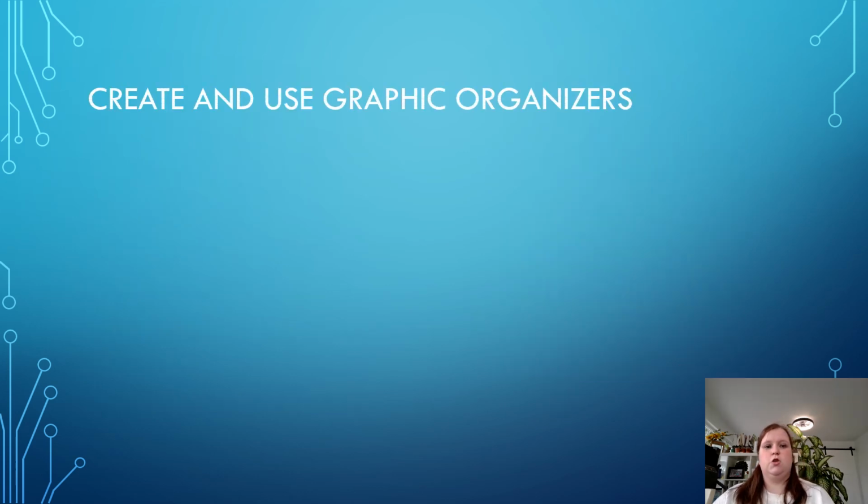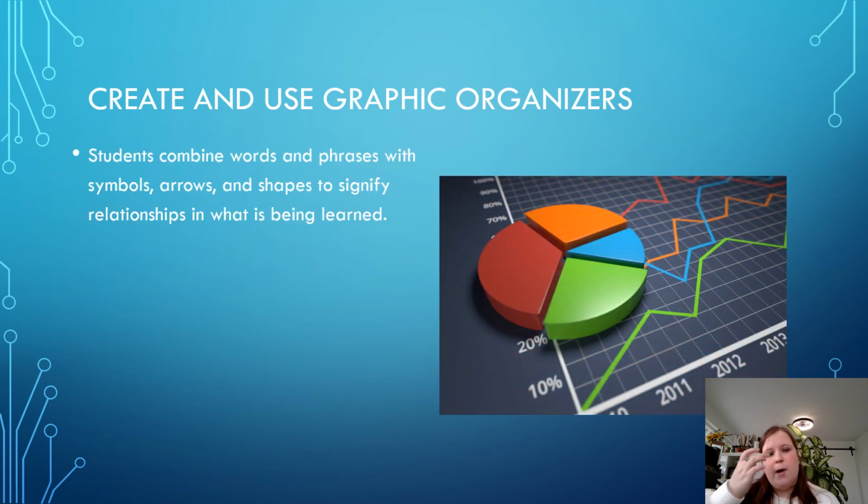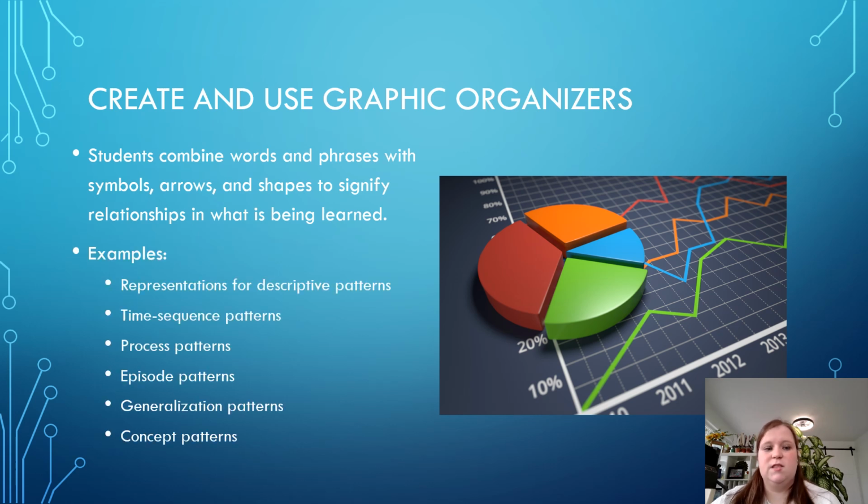So first one was create and use graphic organizers. Students combine words and phrases with symbols, arrows, and shapes to signify relationships in what is being learned. Several examples would include representations for descriptive patterns that would be using graphs, pie charts, scatter plots, bar graphs, various types of things that visually show a descriptive pattern.